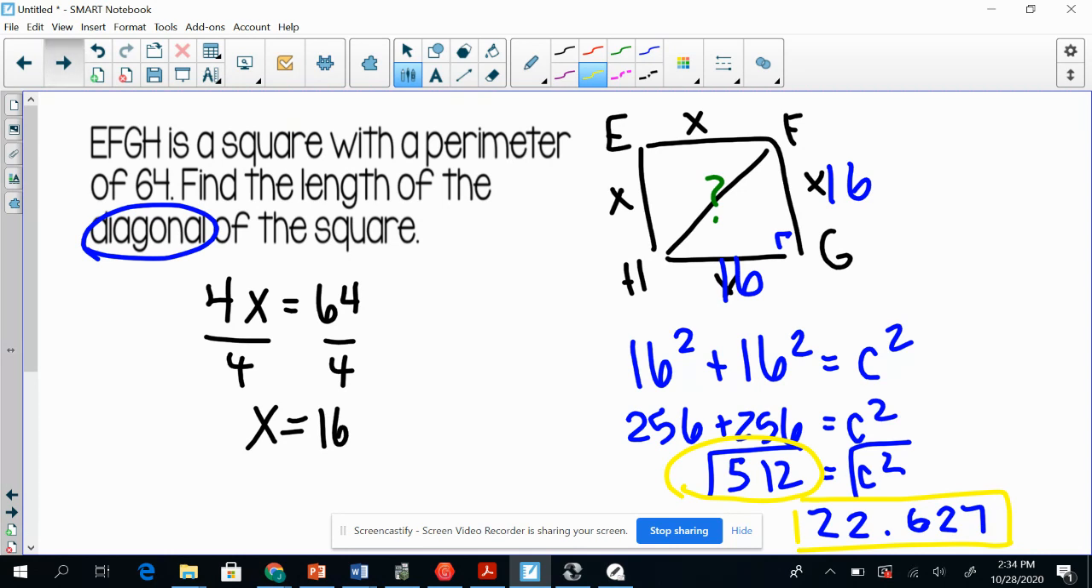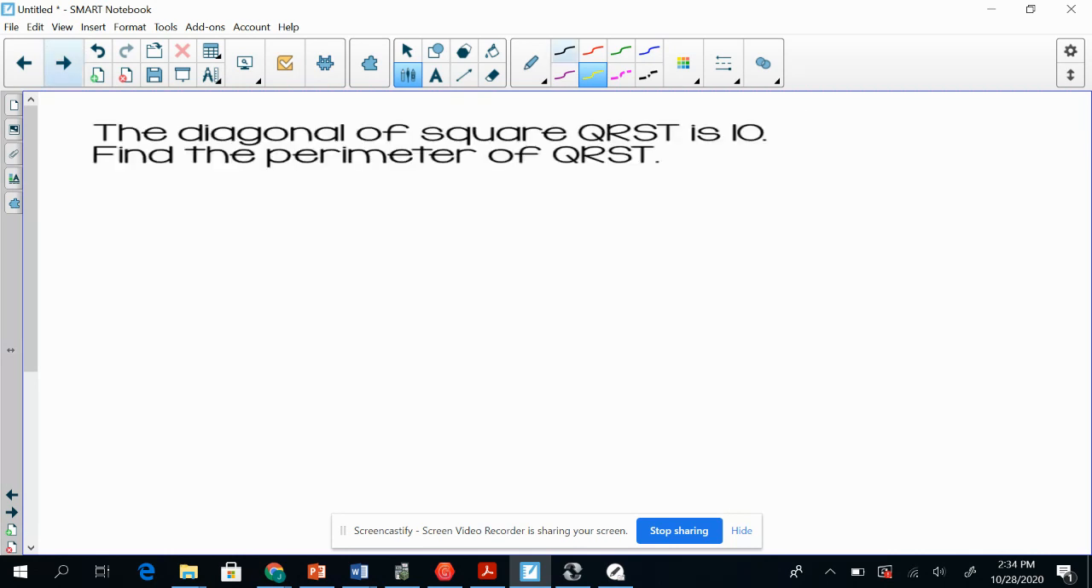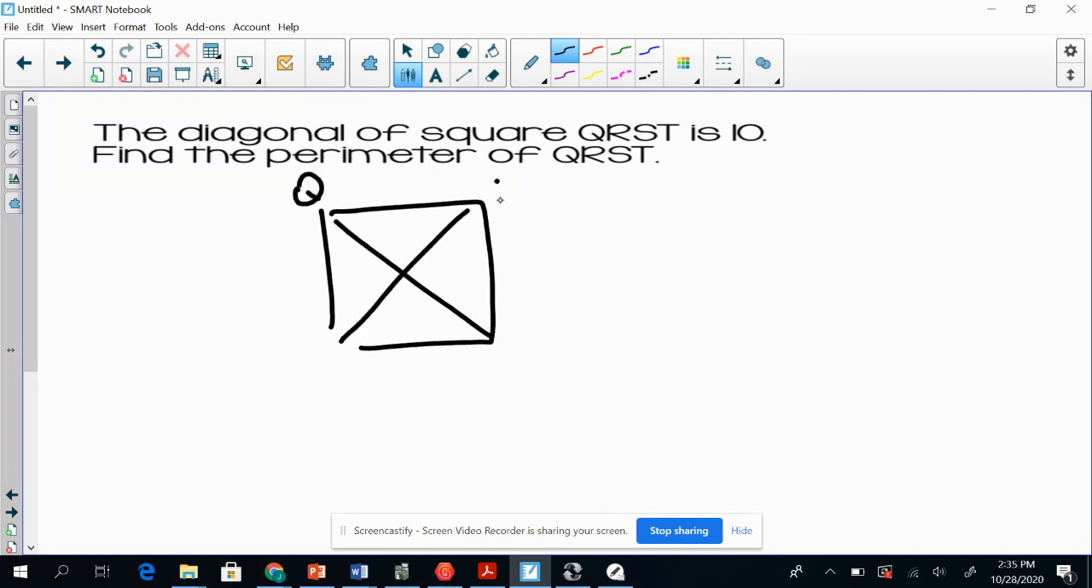All right, the diagonals of a square. So we got square, diagonals. Our square is Q, R, S, T. Again, going in order clockwise. So the diagonal of a square is 10. So this whole thing is 10. Find the perimeter of QRST.